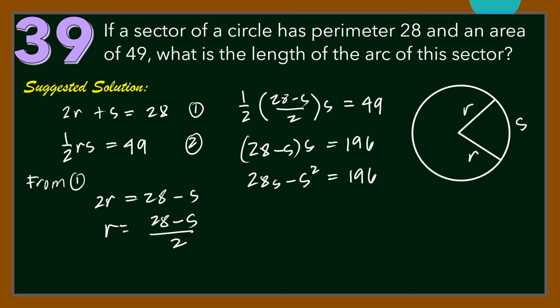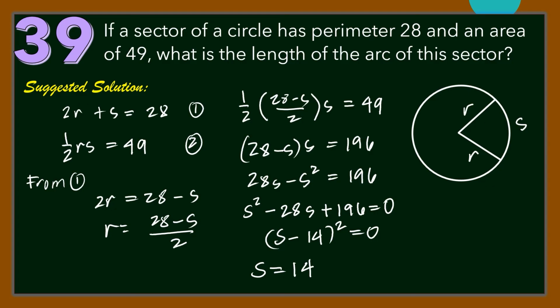To solve for S, let us rewrite this equation in standard form. So we have S squared minus 28S plus 196 equals 0, which is a perfect square trinomial. Then we have S minus 14 squared is equal to 0. Equating the factors to 0, then we have S is equal to 14, or the length of the arc of this sector is 14 units.